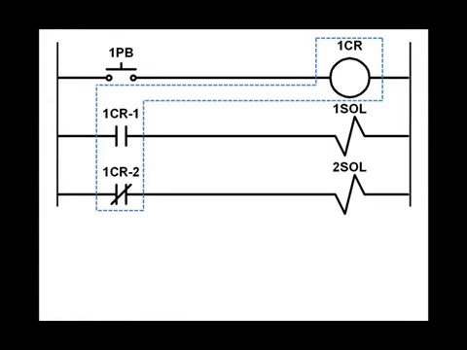In the normal state, push button 1 is not pressed. Contact relay 1 is de-energized. Normally open contact 1CR-1 is false. Solenoid 1 is de-energized, and 1CR-2 is true. Solenoid 2 is energized because 1CR-2 is normally closed and the relay 1CR is in the normal state.